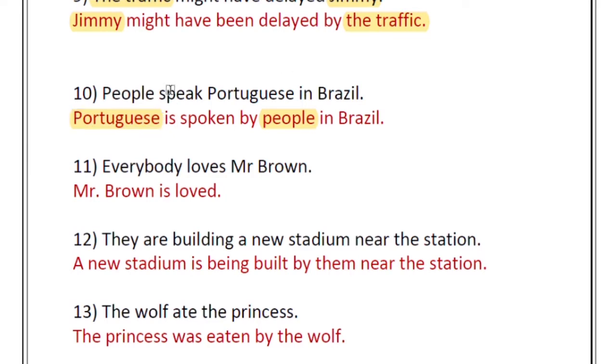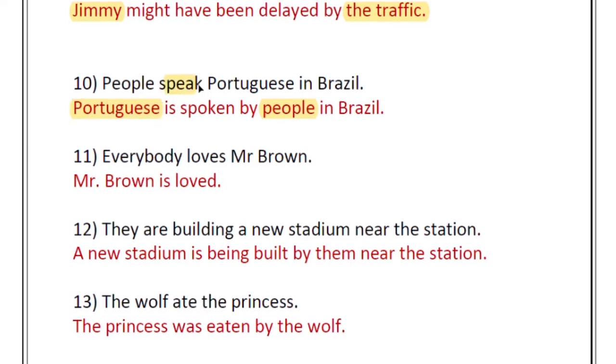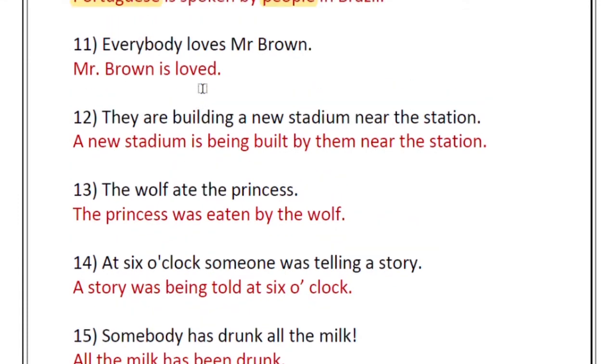Why is spoken? Because speak is present tense. Next, number 11. Everybody loves Mr. Brown. So Mr. Brown is the object, not the subject. Who is the subject? Everybody is the subject. So again, you can remove everybody when you are changing to passive. So Mr. Brown is loved by everybody, or you can just write Mr. Brown is loved. Okay.